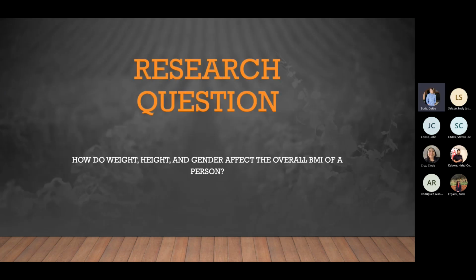All right, so next we're going into our next research question, which was how does weight, height, and gender affect the overall BMI of a person? So to answer our research question, we'll be utilizing the random forest regressor method. It is our classification technique for this project since our BMI data set is non-continuous.